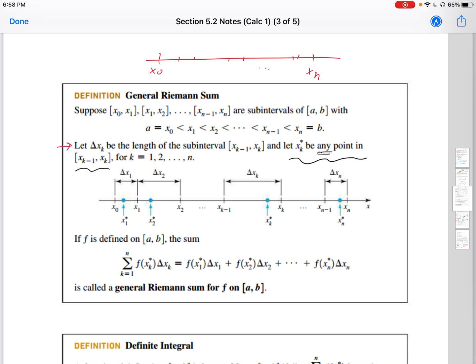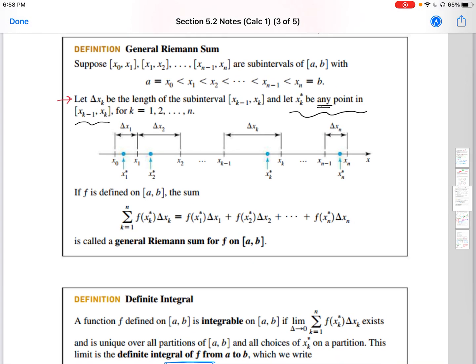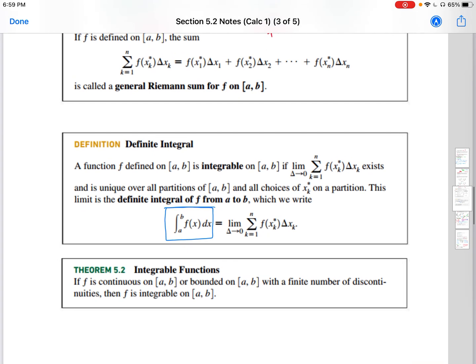Let delta xk be the length of the subinterval from x(k-1) to xk. Let xk star be any point in x(k-1) to xk for k equaling 1, 2, all the way to n. So we can, in a sense, choose any point in our closed interval. And we see here a little picture showing us that this point can vary anywhere within the intervals. Here it's more to the right, here it's more to the left. So that's our general Riemann sum.